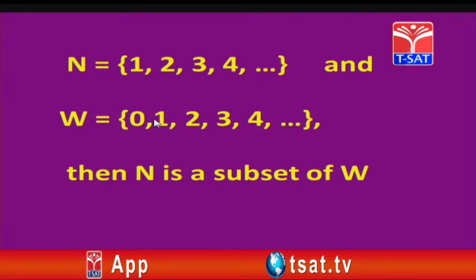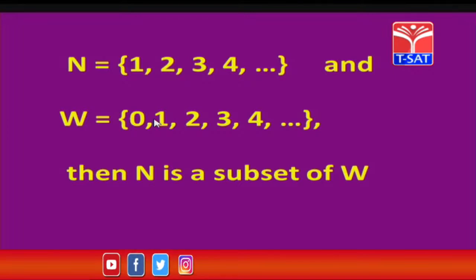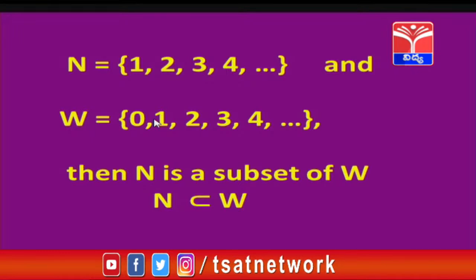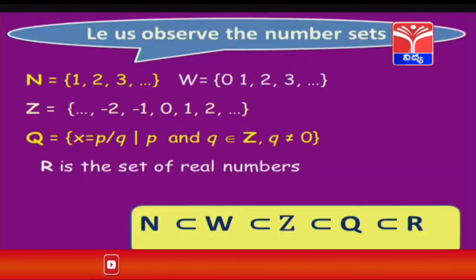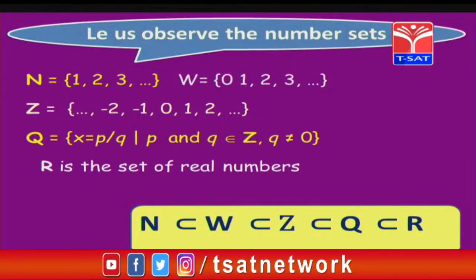So, what do you say about the natural numbers set? It is a subset of whole numbers. Understand? How do we denote it? N is a subset of W, that means the natural numbers set is a subset of whole numbers. Similarly, let us observe the number sets. You can derive the relation among the number sets.